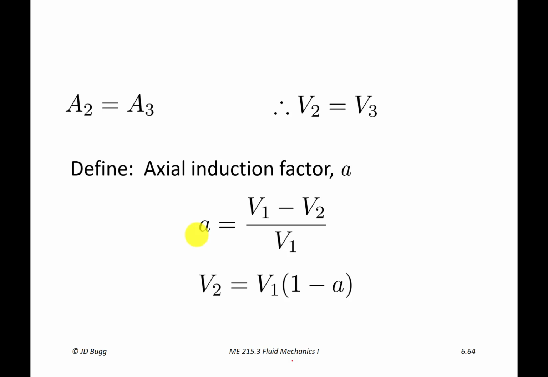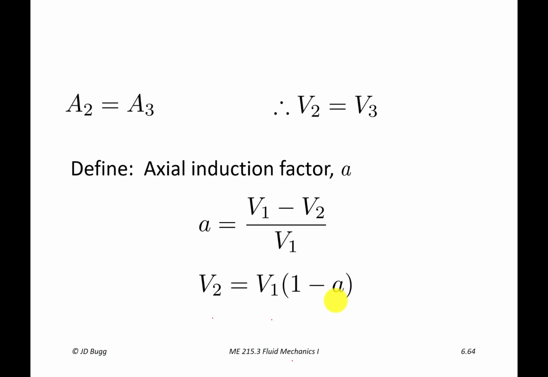So another way to write this is that we can write V2 in terms of V1 and the axial induction factor. So just rearranging that. So we're going to be making this substitution several times over the next few minutes. When we see a V2, we can get it in terms of V1 and the axial induction factor using this.